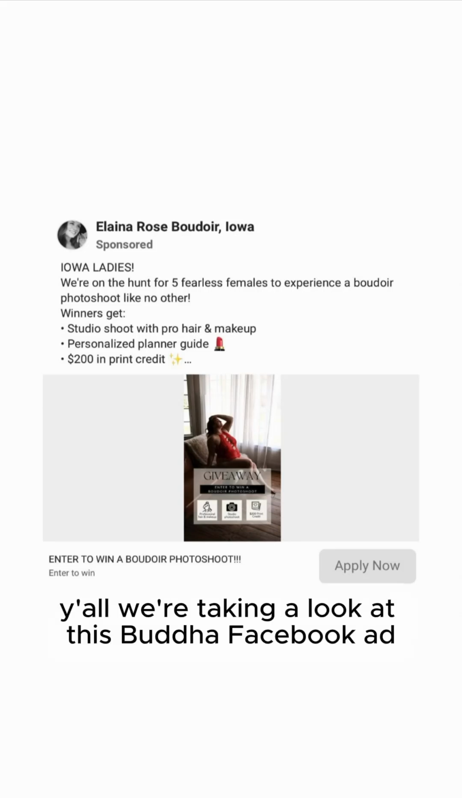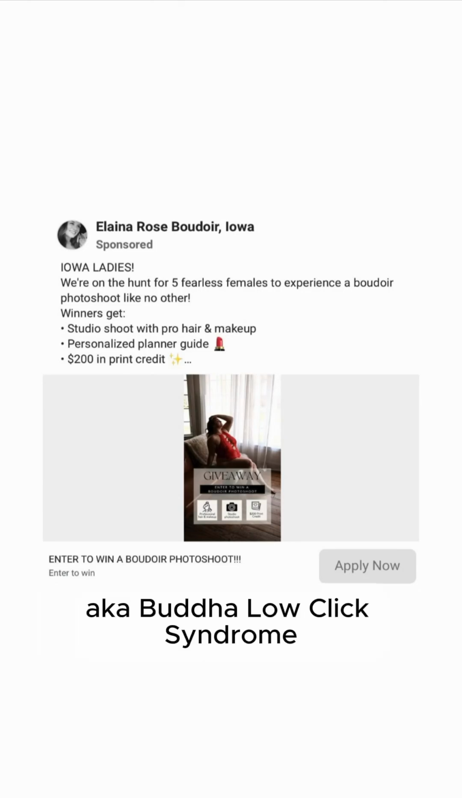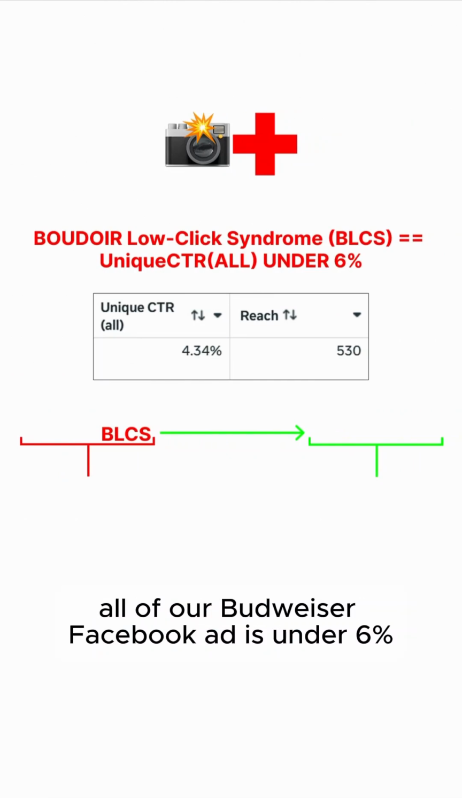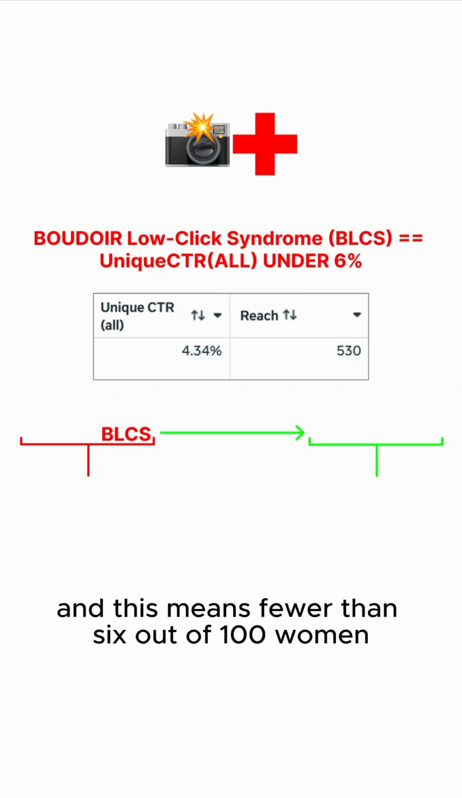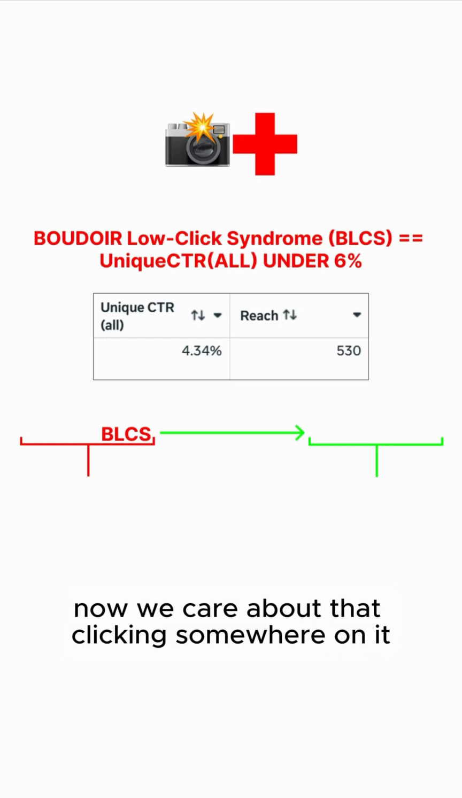All right, y'all, we're taking a look at this Boudoir Facebook ad. We're going to diagnose it, see if we believe it has BLCS, aka Boudoir low click syndrome. BLCS is when the unique CTR all of our Boudoir Facebook ad is under 6%. And this means fewer than 6 out of 100 women are clicking on our Boudoir Facebook ad. And we care about that, clicking somewhere on it.